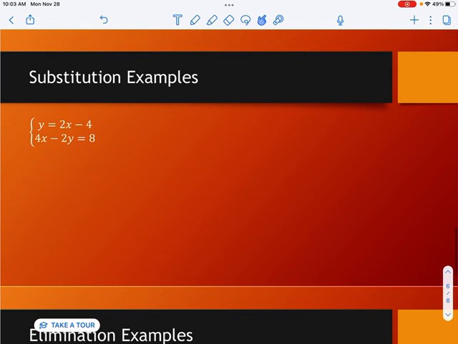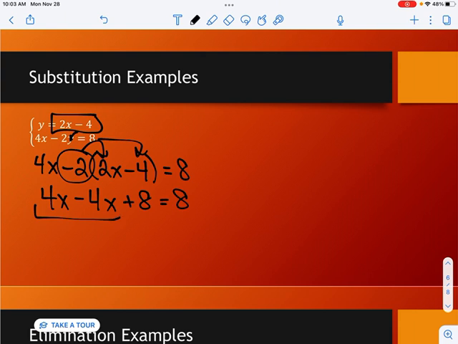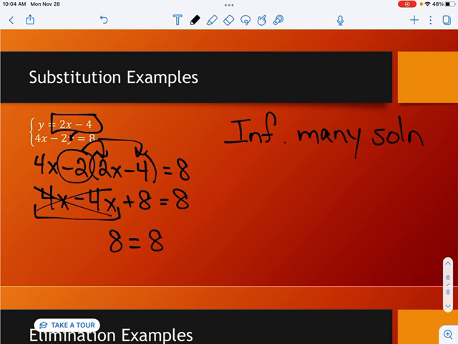Okay, what does it look like as well? Let's try it. So we're going to take the 2x minus 4. I'm going to plug that in for y. So I have 4x minus 2 times 2x minus 4, and that equals 8. I'm going to take the negative 2. I'm going to distribute it. So 4x minus 4x plus 8 equals 8. I'm going to combine my like terms. 4x minus 4x cancels, and I'm left with 8 equals 8. So this tells me that I have infinitely many solutions.